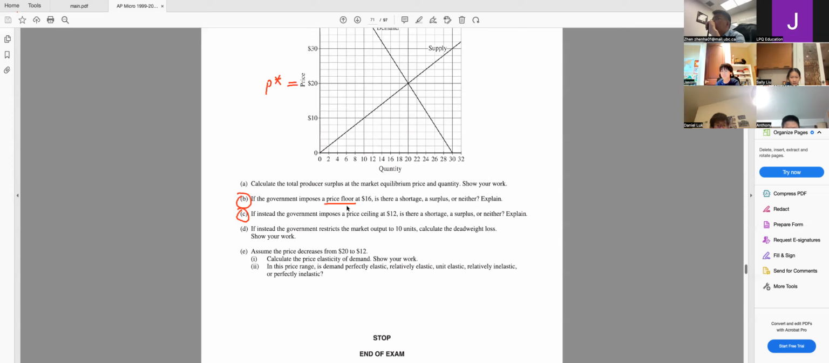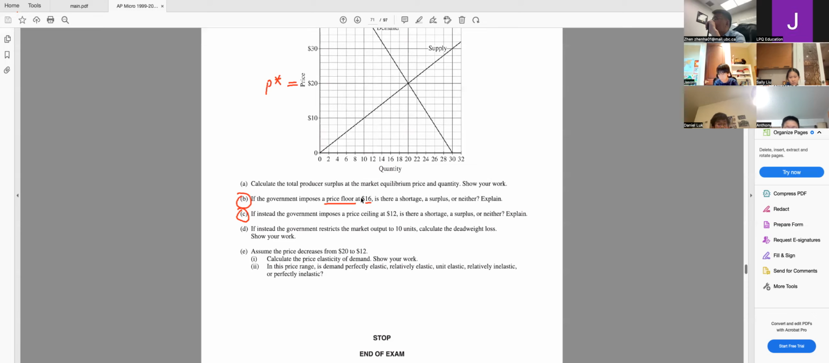You want to increase the price or lower the price? Increase. Yes, you want to increase the price. Okay, your idea is $20 for something is too low. Based on some reasons, as a government, you want to increase the price. But you set the price floor equal to 16. 16 is even lower than $20.